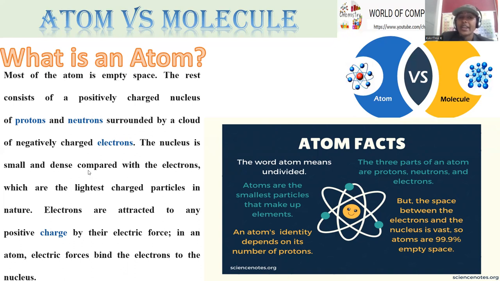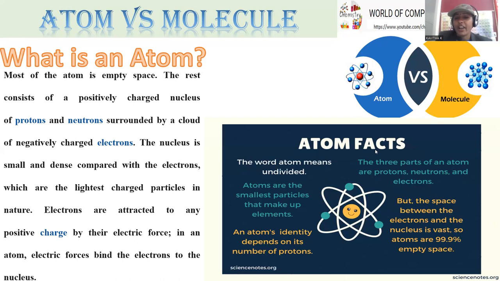That's a vacuum in nature. Around 98% of the space in the entire atom will be empty. Only a small region is confined with the subatomic particles like electrons, protons, and neutrons. The rest of the atom consists of a positively charged nucleus, composed of protons and neutrons. Around this is the cloud of negatively charged electrons revolving. The nucleus is small and dense compared with the electrons, as a proton is heavy compared to an electron. That's why the nucleus is denser, made up of protons and neutrons together, while electrons are the lightest charged particles in nature. Electrons are attracted to any positive charge by electrostatic force, in order to make the atom electrically neutral, right?